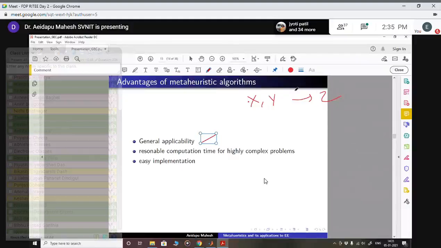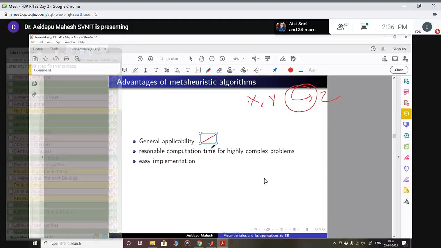So I need not worry about the mathematical model of this function. As long as it takes two variables and gives me the function value, I need not bother about what is inside this box. I need not have a problem equation or problem definition. We don't bother about that as long as you have defined boundaries for the search space. In those boundaries, if you supply the values of x and y and you get z, that is sufficient for us to apply the meta-heuristic algorithm to the problem.